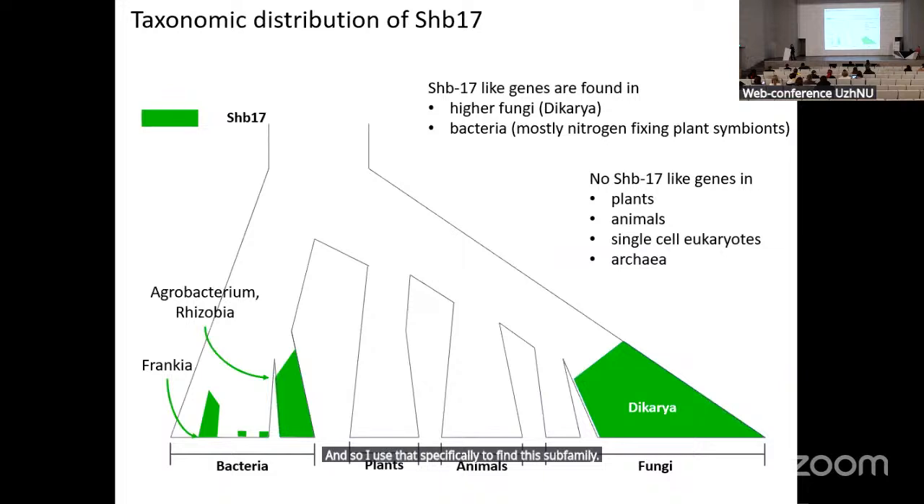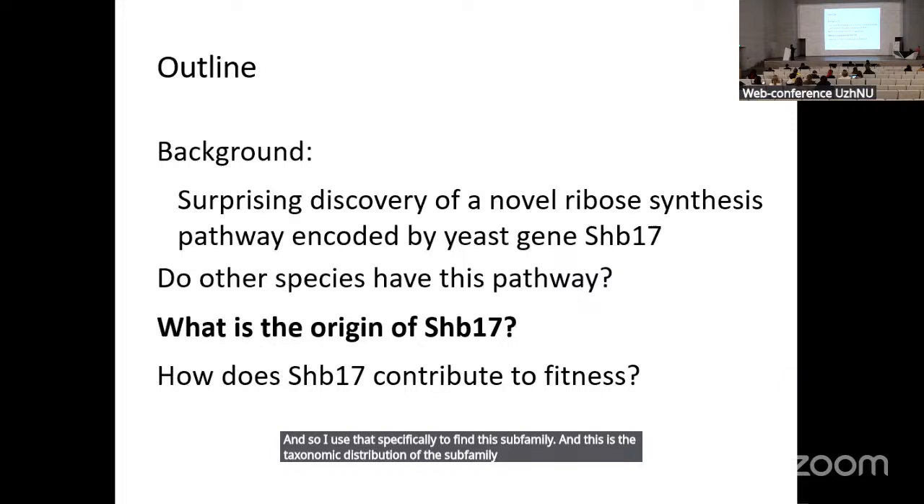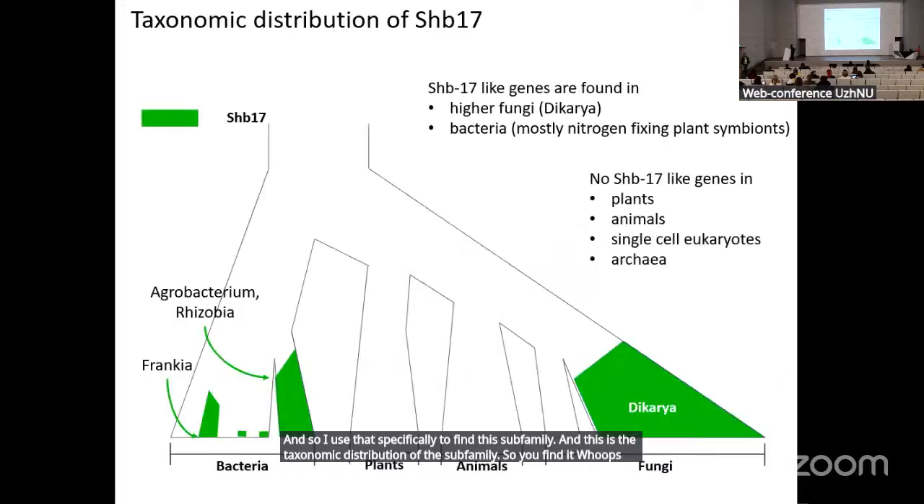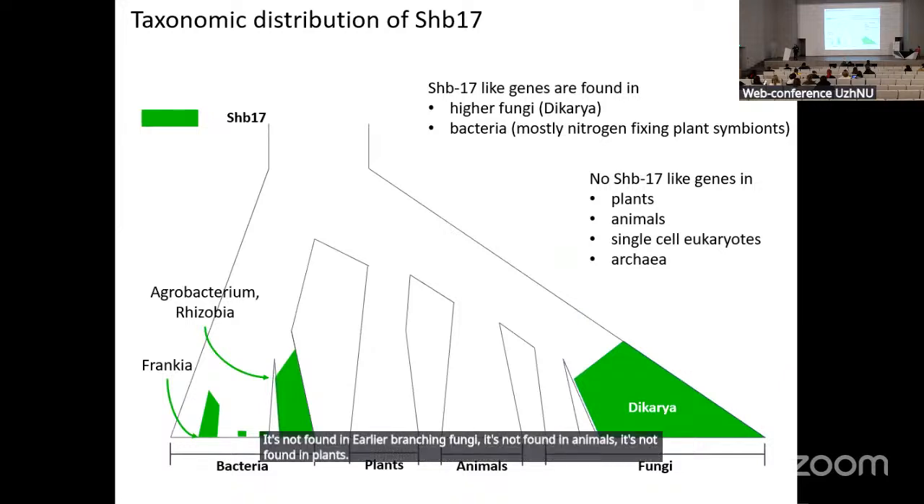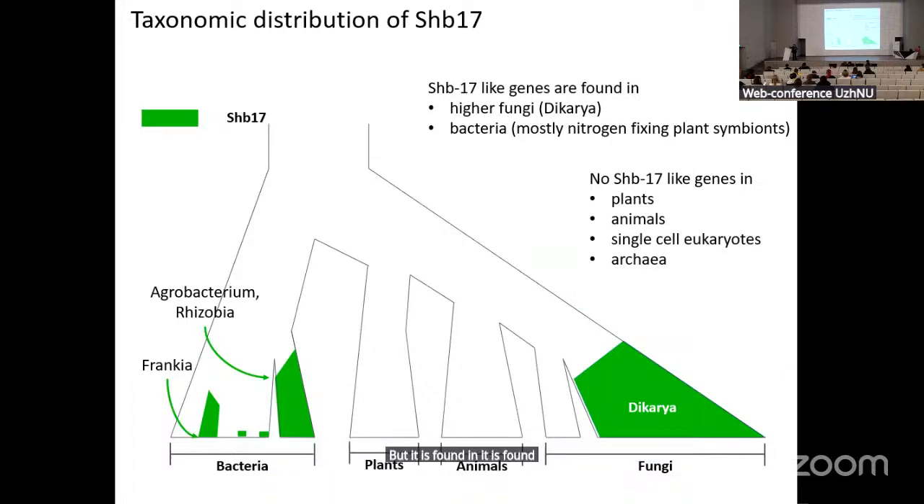And this is the taxonomic distribution of the subfamily. So you find it throughout what's called the higher fungi. So these are the Basidiomycetes and the Ascomycetes. Not every species, but it's well distributed across both of those groups. It's not found in earlier branching fungi. It's not found in animals. It's not found in plants. It's not found in protists or archaea, but it is found in some groups of bacteria.